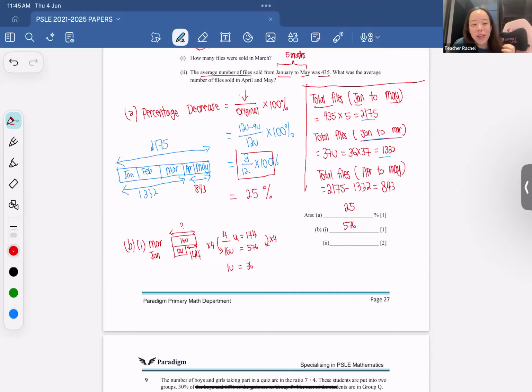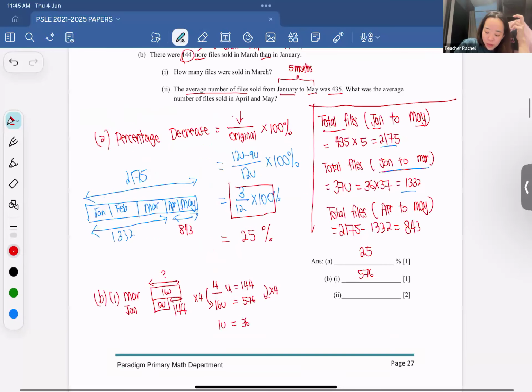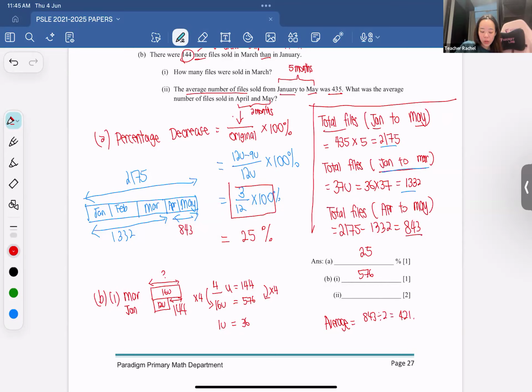The question asks, what is the average sold per month in April and May? From April to May, there are how many months? There are 2 months. So if I know that the total is 843, the average will be 843 divided by 2. You will have a decimal. It's okay, for average is different from number. Average, you can have decimal or fraction. The number of files cannot have decimal, but average number of files can have decimal. So the answer is 421.5.